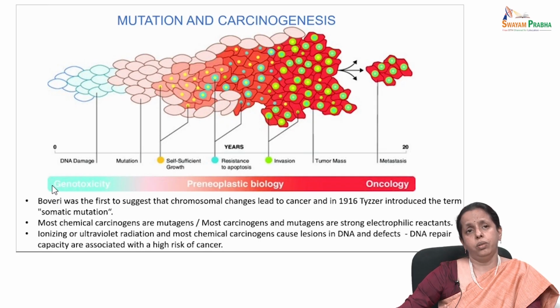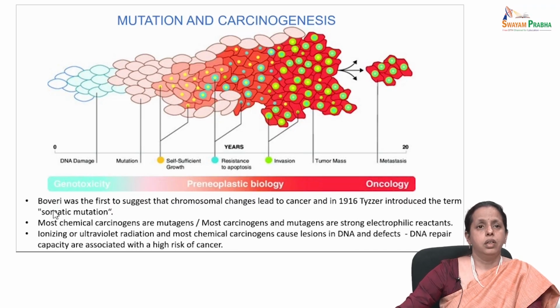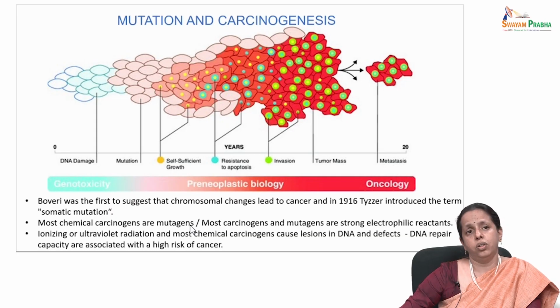This is how you link your mutation and the carcinogenesis: genotoxicity to pre-neoplastic biology to oncology. Boveri was the first to suggest that chromosomal changes lead to cancer, and in 1916, Thayer introduced the term somatic mutations. Most chemical carcinogens are mutagens. But it's a very good analog here.